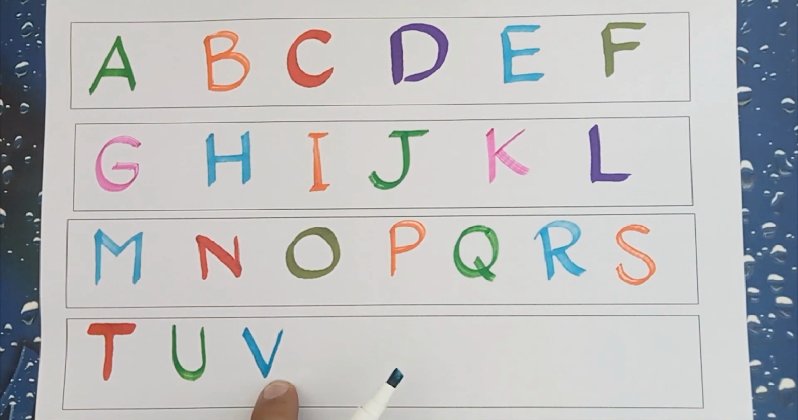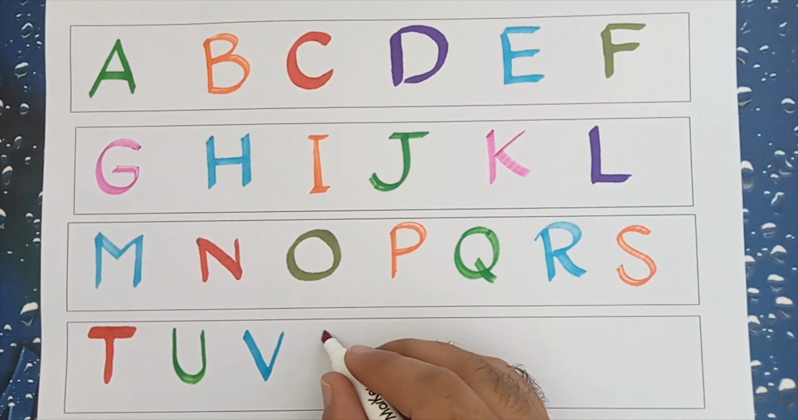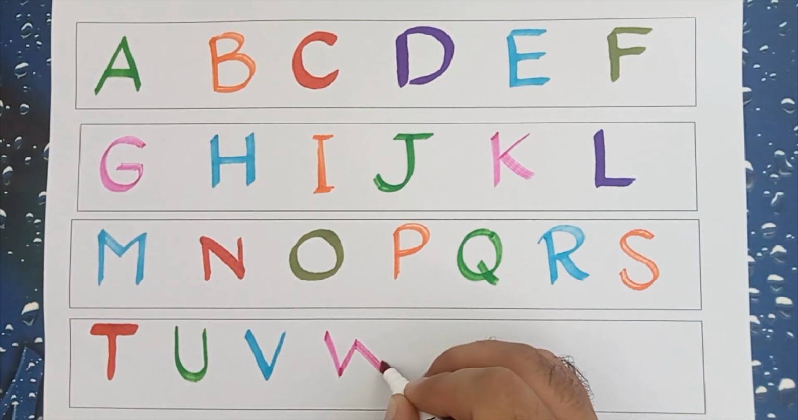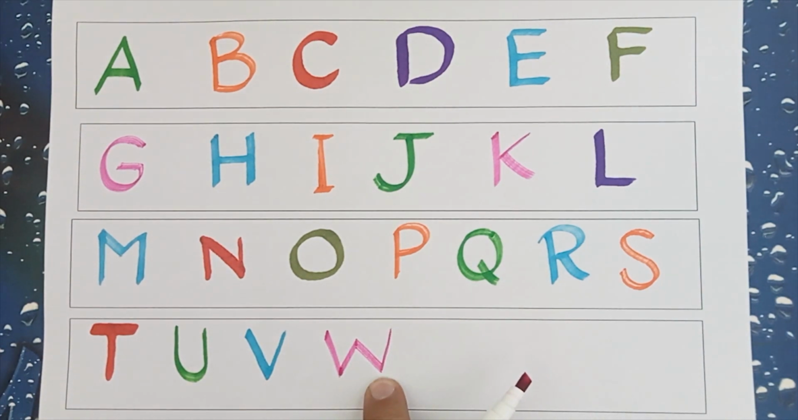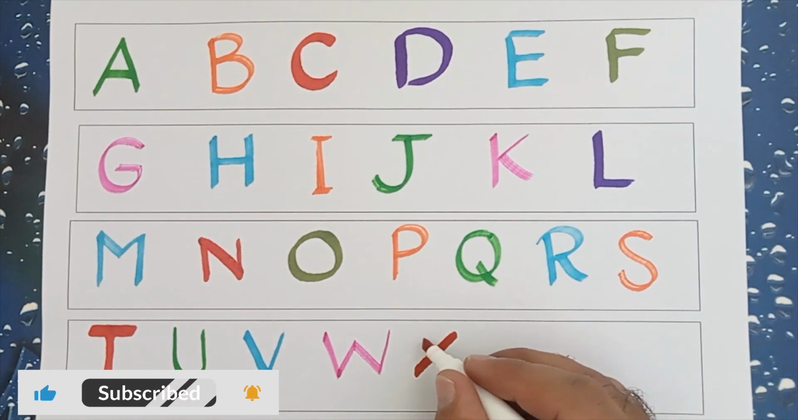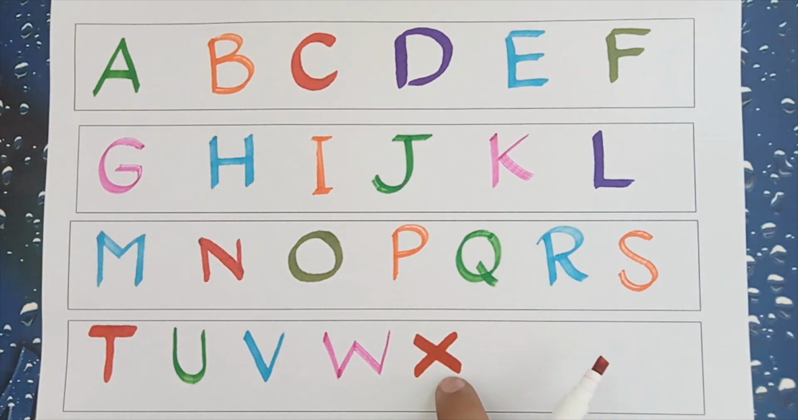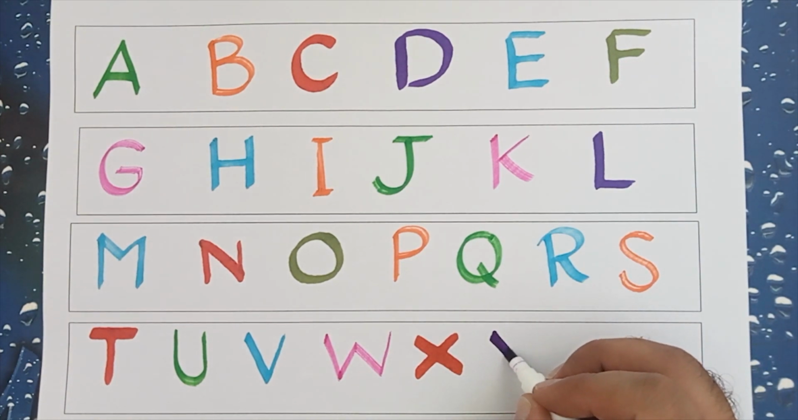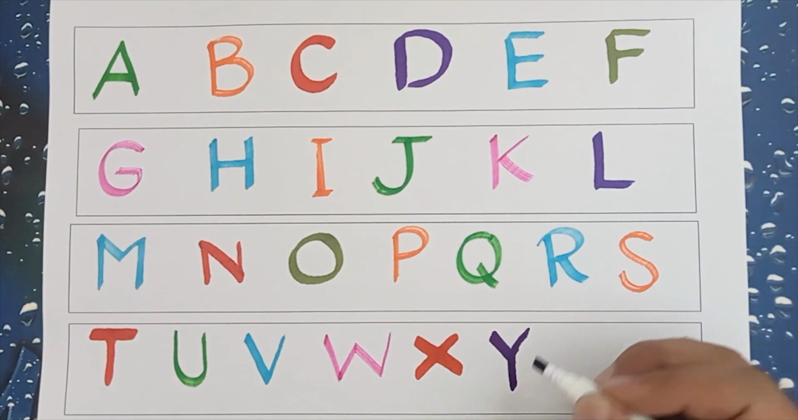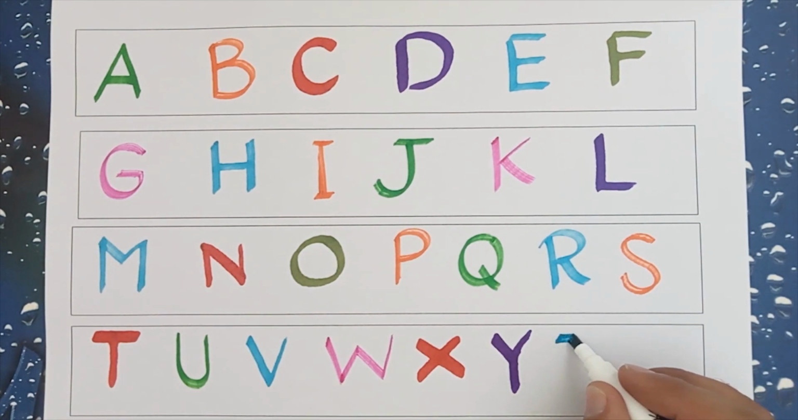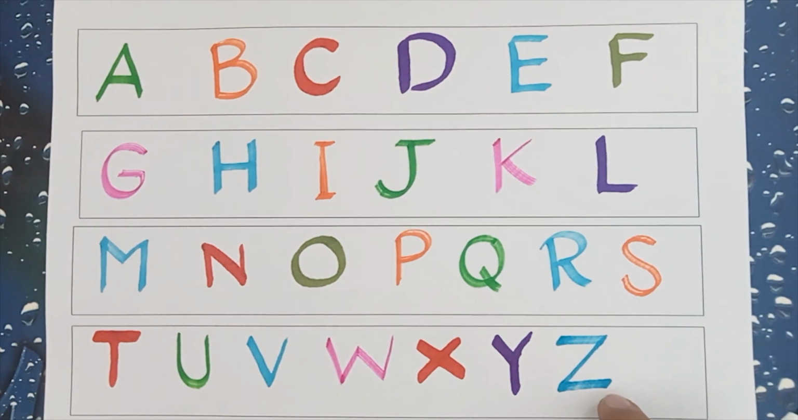V is for van. W is for watch. X is for X-ray. Y is for yawn. Z is for zigzag.